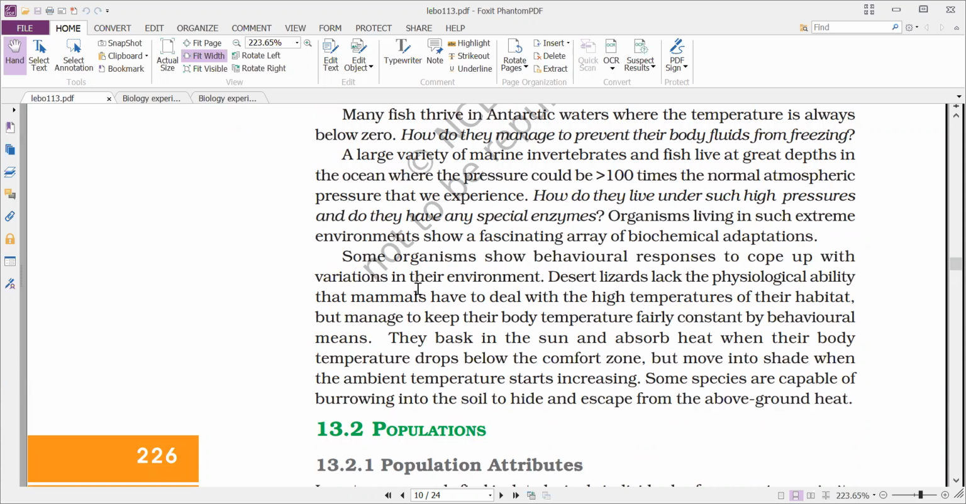For example, desert lizards lack the physiological ability that mammals have to deal with the high temperatures of their habitat, but manage to keep their body temperature fairly constant by behavioral means. That is, they bask in the sun and absorb heat when their body temperature drops below the comfort zone, but move into the shade when the ambient temperature starts increasing.